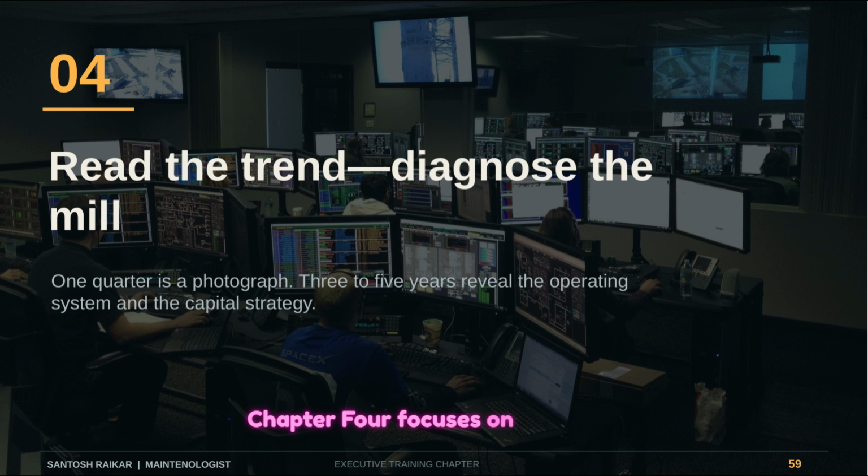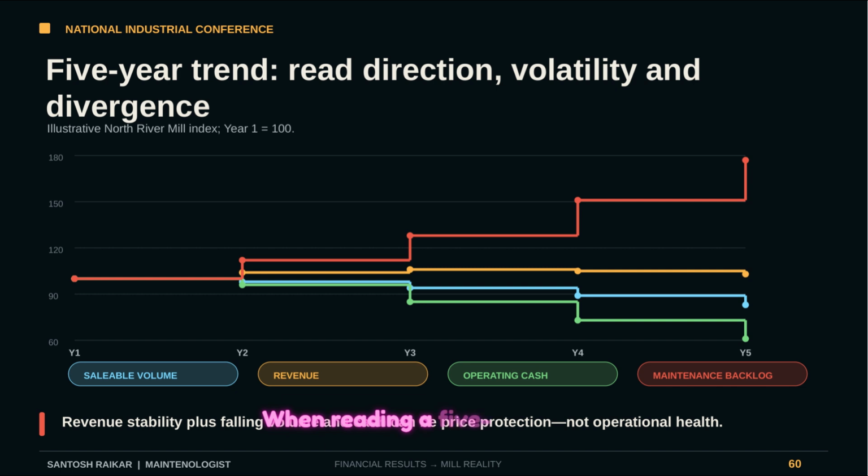Chapter 4 focuses on diagnosis. A single quarter is just a photograph, but a 3 to 5 year trend reveals the true health of the operating system and the capital strategy. When reading a 5-year trend, look for divergence. If revenue is stable but volume and cash are falling, it might mean price is masking a serious operational decline. Direction and volatility tell the real story.